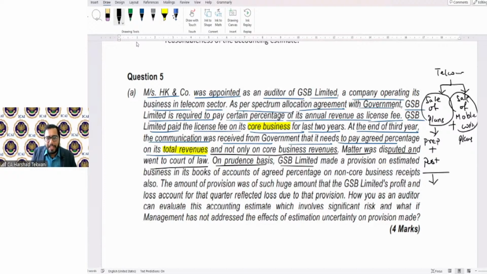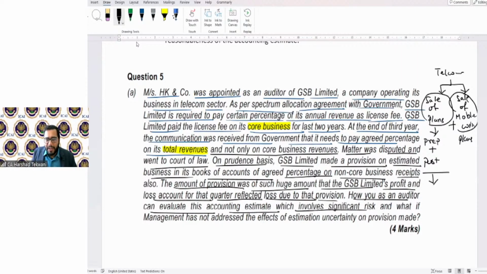On a prudent basis, GSB Limited made a provision on estimated business in its books of account of agreed percentage on non-core business systems. The amount of provision was such a huge amount that GSB's profit and loss account for that quarter reflected loss due to that provision. However, how can you as an auditor evaluate this accounting estimate, which involves significant risk, and what if the management has not addressed the effects of estimation uncertainty on the provision made? So how will you evaluate this estimate?